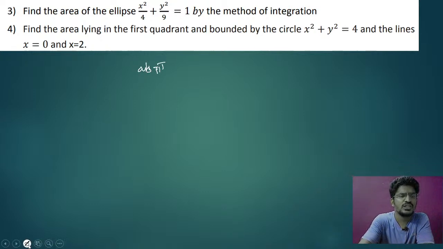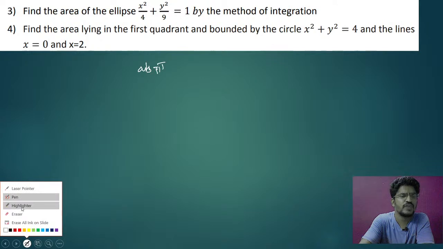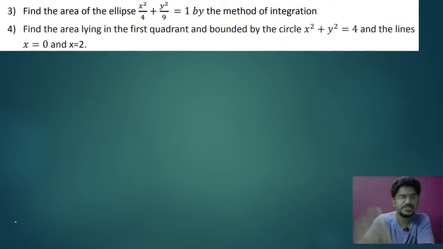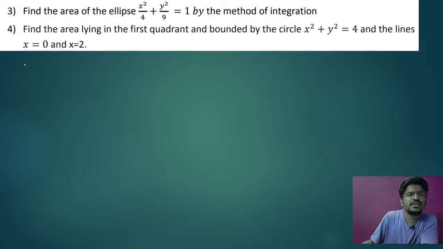Here you have to solve all the steps. If they give it like this for 5 marks, you have to solve all the steps. Okay. First you write x square by 4 plus y square by 9 equal to 1.